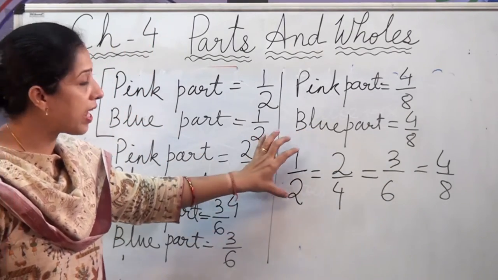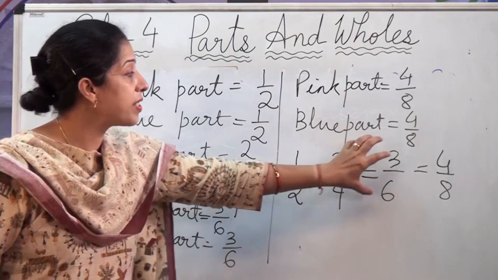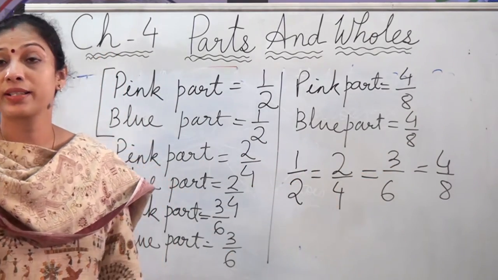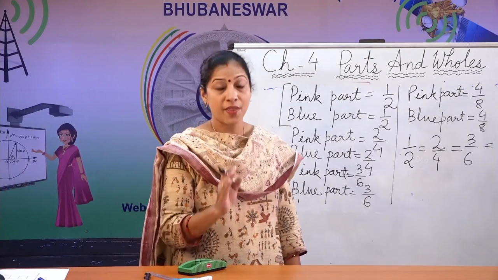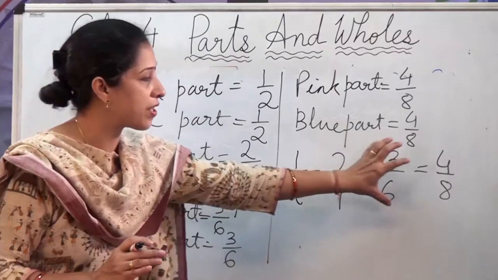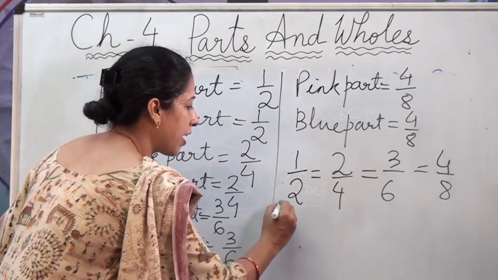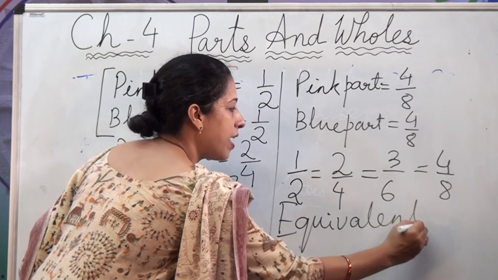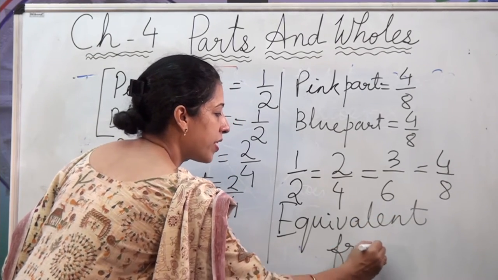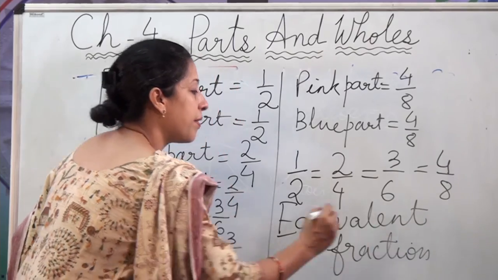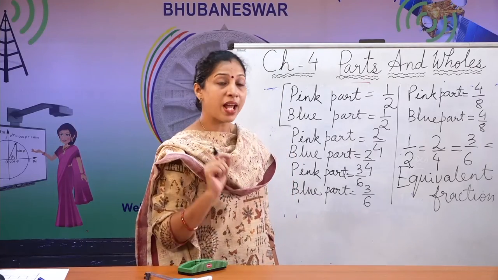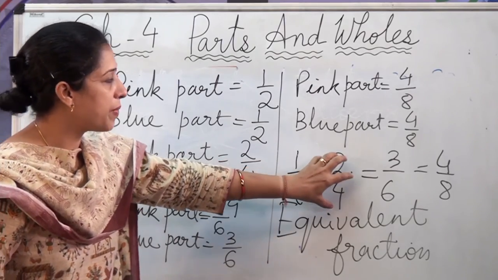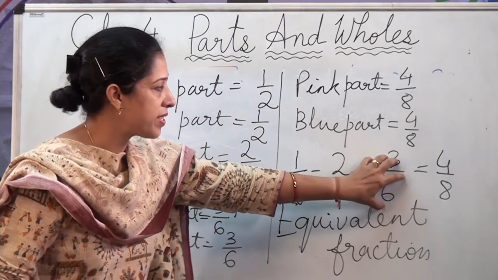So you can see that though the numbers are looking different, here 1 by 2 is written, the digits are different, but the value is the same. The values of all these fractions are the same, and they are known as equivalent fractions. What is the meaning of equivalent? Equal value. The fractions having equal value. That means 1 by 2 is nothing but 2 by 4 is equal to 3 by 6 and is equal to 4 by 8.